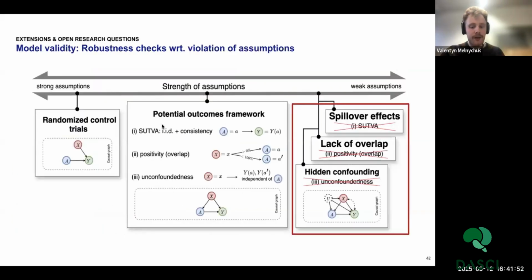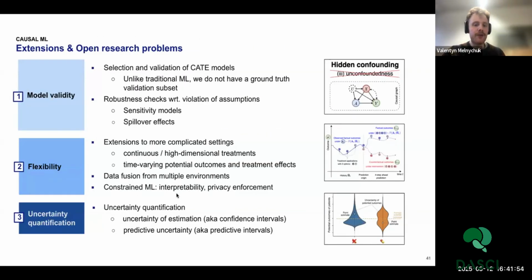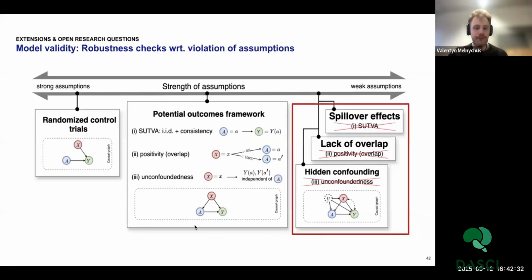Okay, some messages. And also the constrained machine learning in terms of can we build private treatment effect estimators, or can we have interpretable treatment effect estimators? Also, I think the last aspect of uncertainty quantification is more like my PhD research topic. So how can we model both kinds of uncertainty, of estimation or uncertainty of the potential outcomes themselves, or together, for example, predictive uncertainty, and so on.